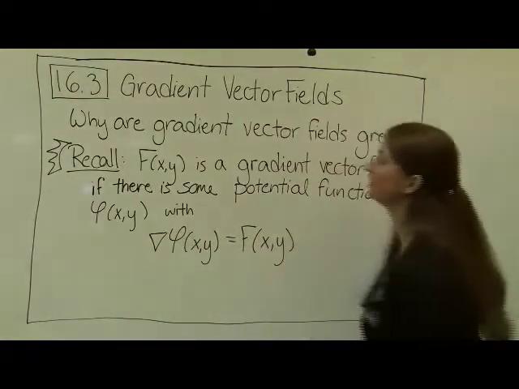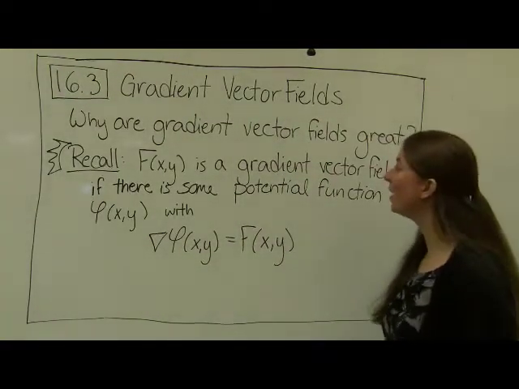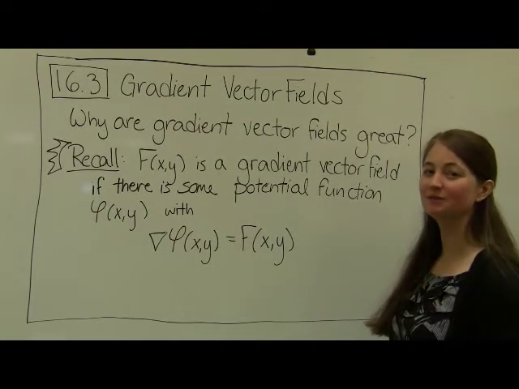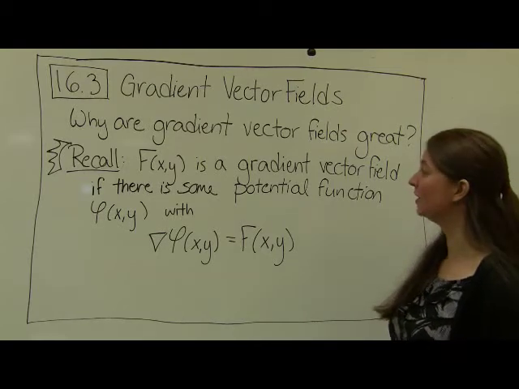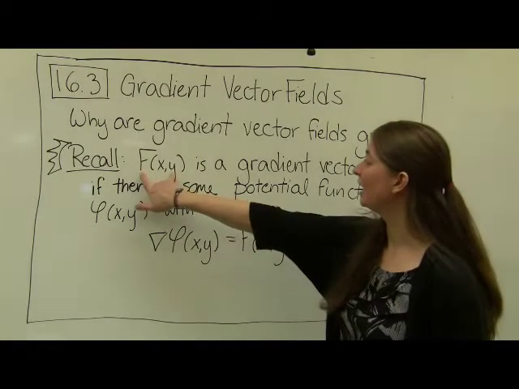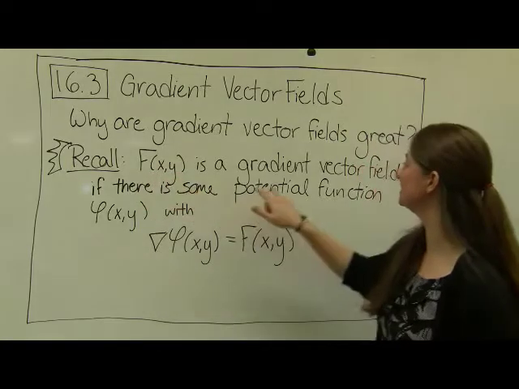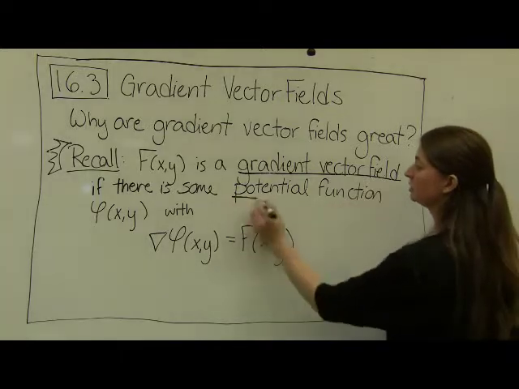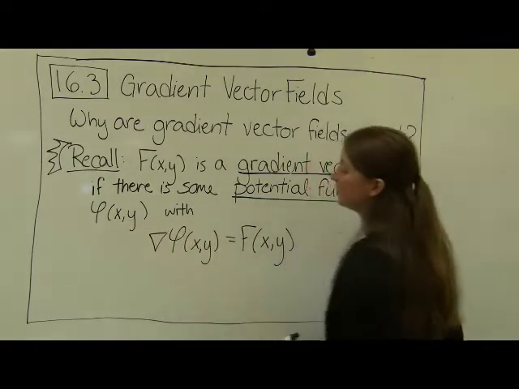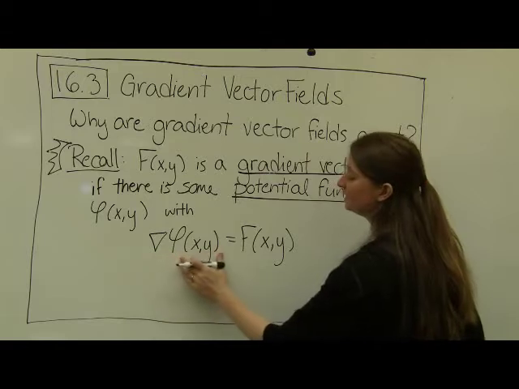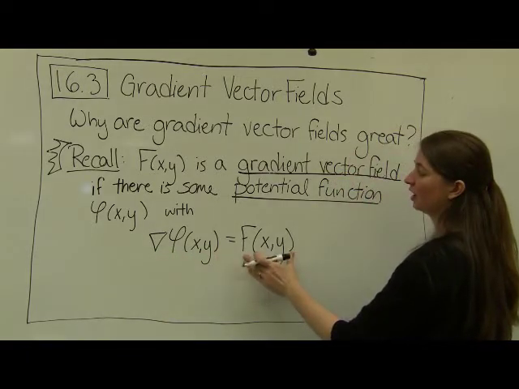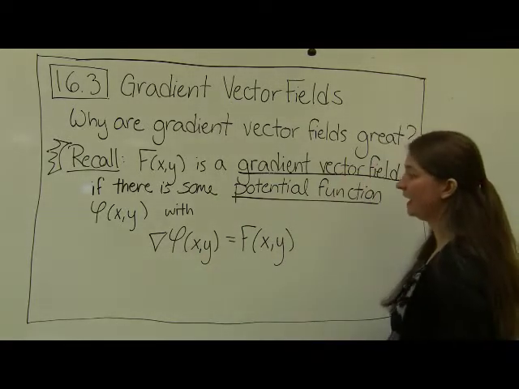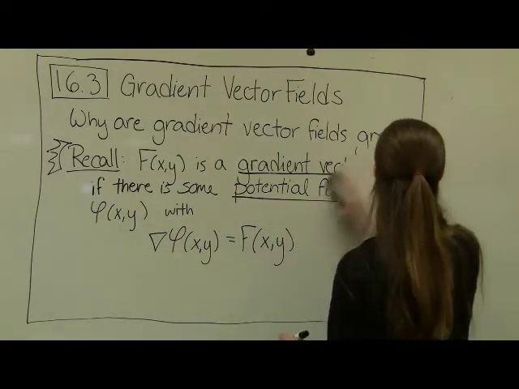So the first question we're asking ourselves today is, why are gradient vector fields great? And to answer that question, I'm going to recall a couple of facts that we saw from the previous videos. So recall, we say that capital F of x,y, this function, is a gradient vector field if there's some potential function, usually we write it with a phi of x,y, such that the gradient of phi is equal to our gradient vector field F. That's where the name gradient comes from.